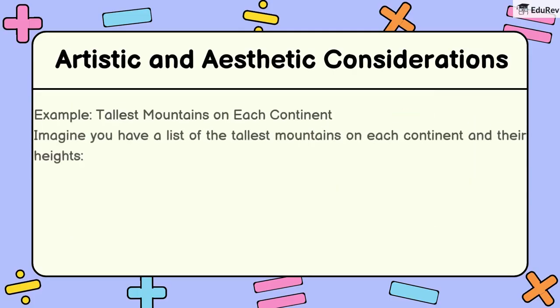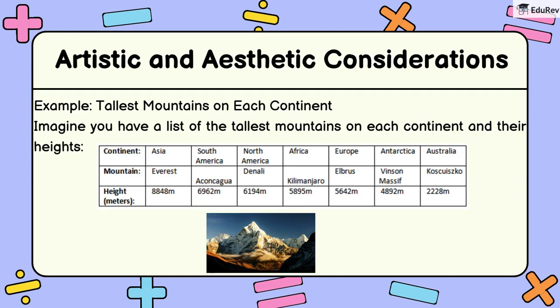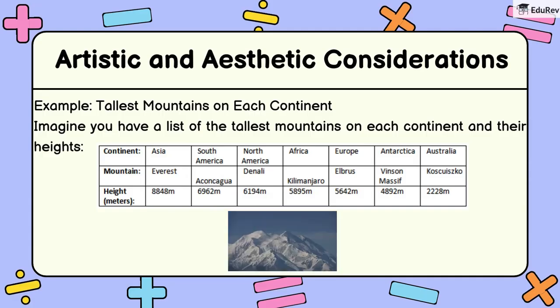Let's see an example using the tallest mountains on each continent. You might have a list of the tallest mountains and their heights. Everest in Asia at 8,848 meters. Aconcagua in South America at 6,962 meters. Denali in North America at 6,194 meters. Kilimanjaro in Africa at 5,895 meters. Elbrus in Europe at 5,642 meters. Vinson Massif in Antarctica at 4,892 meters. And Kosciuszko in Australia at 2,228 meters.